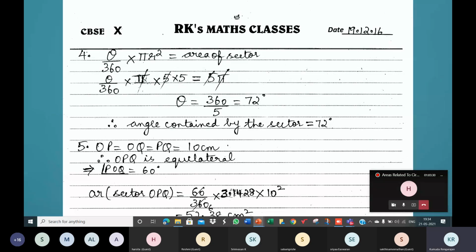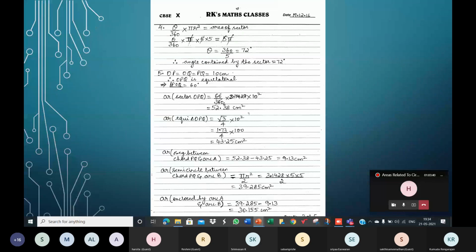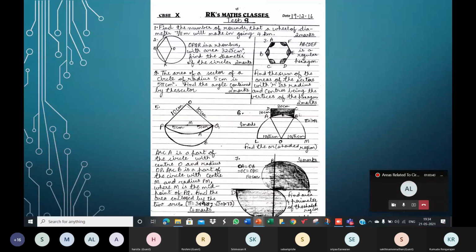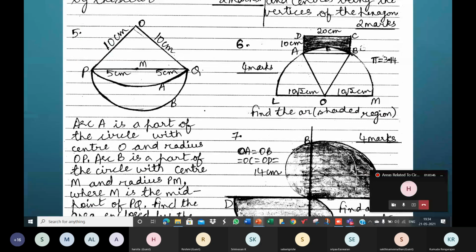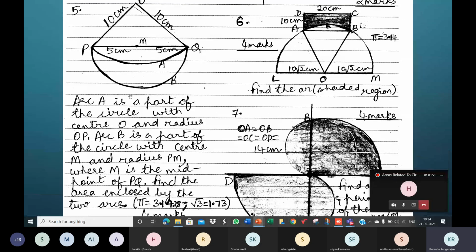Yeah, nice. 5 children have shared their answers. Very good, children. Yeah, so that's about the 4th one. See the 5th one. Let's understand the information given.